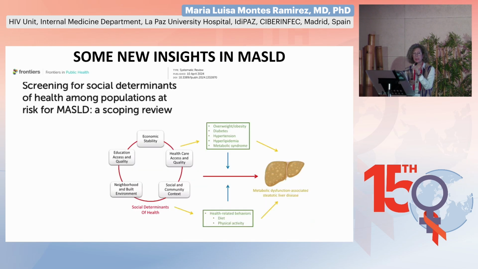To finish, in this global perspective of the disease, there are new insights that highlight the need to screen for social determinants of every subject with MASLD. And it is even more important in people with HIV, whose social determinants are worse, especially in aging women.